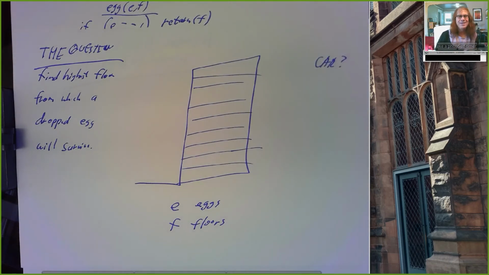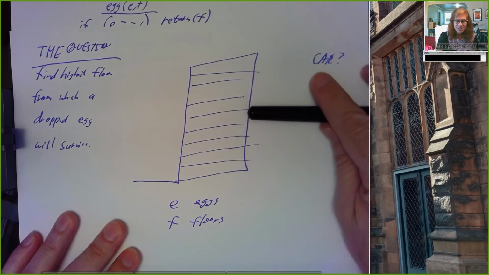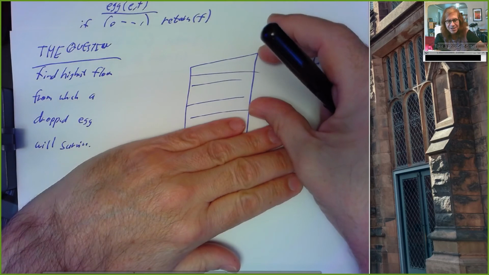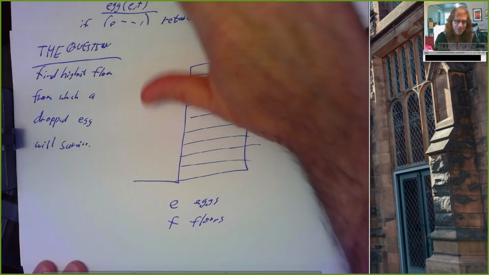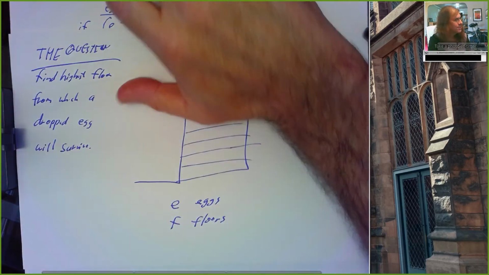So it is a little bit of high-low, but it's a bit of a weird case of high-low. Because of this business that when an egg breaks, you lose it from your tools that you can do experiments with. So if we cut this in the middle and our egg survives, we've got 2 eggs left to explore this half problem. If we drop an egg from the middle and it breaks, we've got 1 egg left to explore this lower half problem, and that one we have to do 1 floor at a time.